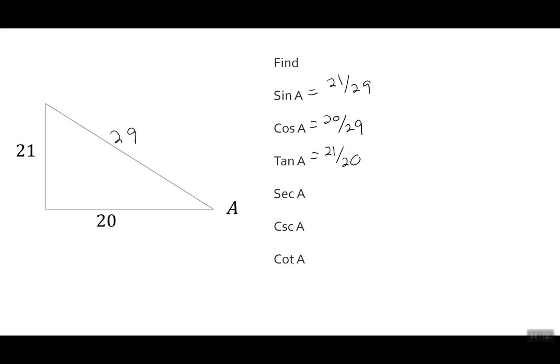Then I want the secant, the cosecant, and the cotangent of A. So to get the secant, I remember it's 1 over cosine. So 20 over 29 changes to 29 over 20. Cosecant of A, I'm going to flip sine over. I have 29 over 21. Cotangent of A, I'm going to flip 21 over 20 to get 20 over 21.